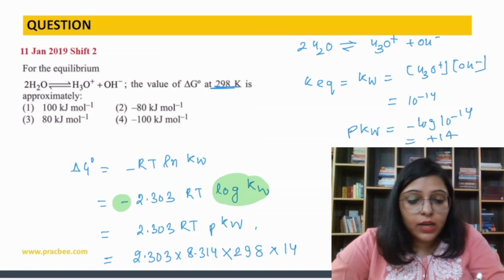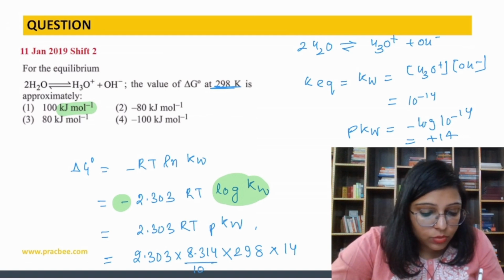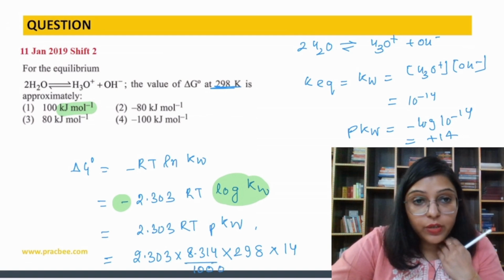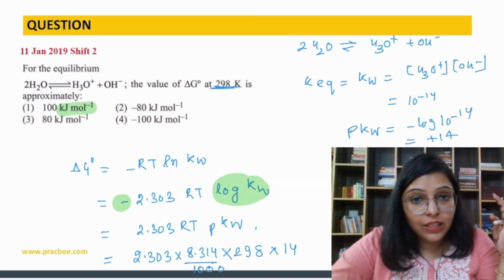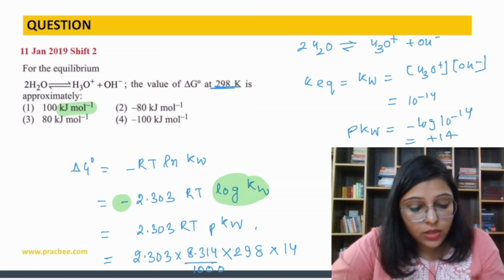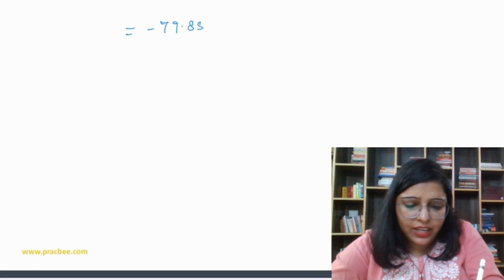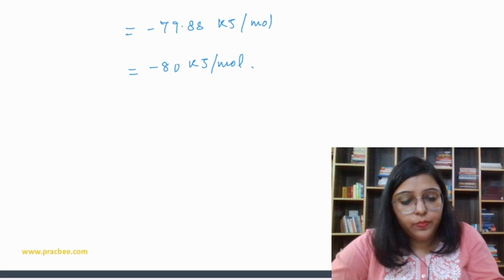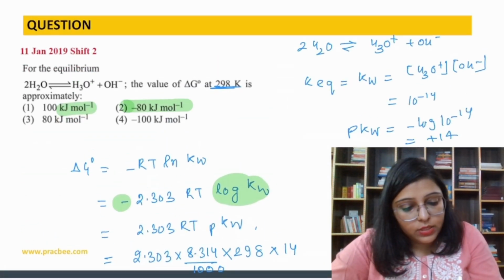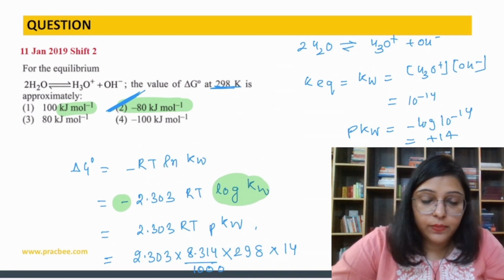We have to find out the answer in kilojoules, right? So divided by 1000. R का value 8.314 है, that is in joule. We want answer in kilojoule, so divide by 1000. So when you solve this, you get answer equal to minus 79.88 kilojoule per mole, which you can write as minus 80 kilojoule per mole. So option 2 is the correct answer.